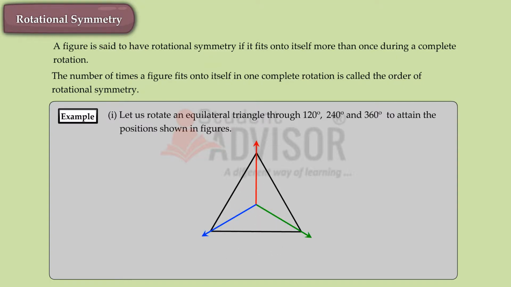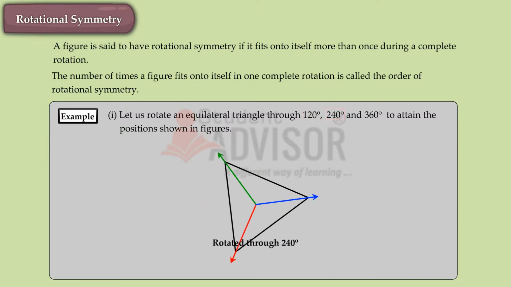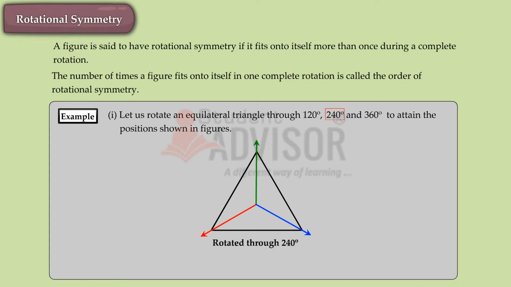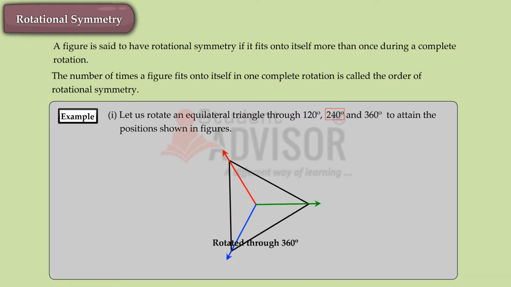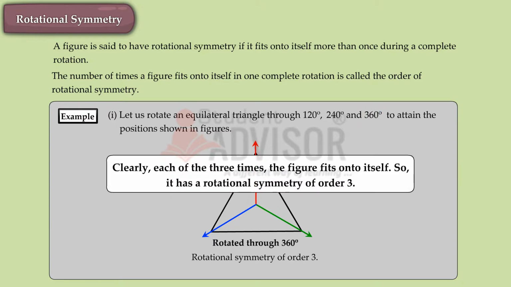Original form. Rotated through 120 degrees, rotational symmetry of order 1. Rotated through 240 degrees, rotational symmetry of order 2. Rotated through 360 degrees, rotational symmetry of order 3. Clearly, each of the three times the figure fits onto itself, so it has a rotational symmetry of order 3.